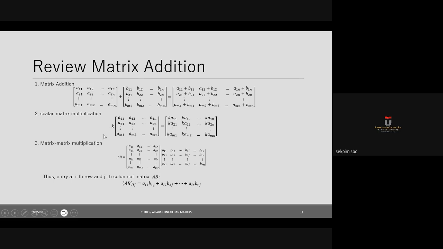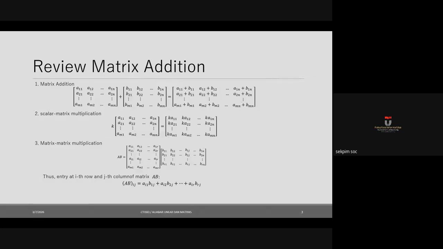And in multiplication, we have two kinds of multiplication. The first one is multiplication with a scalar, which is also element-wise. Yeah, so if you have k multiplied with a matrix, each element in the matrix is multiplied with the scalar k. Yeah, so this is scalar matrix multiplication, and the next is matrix multiplication.